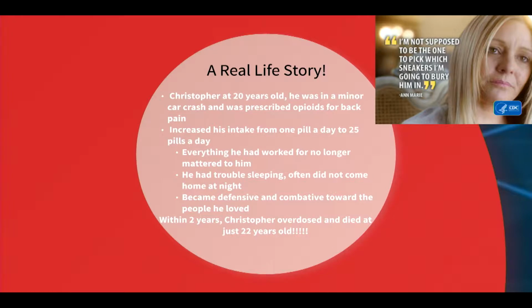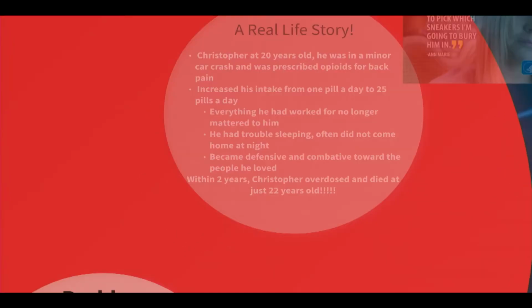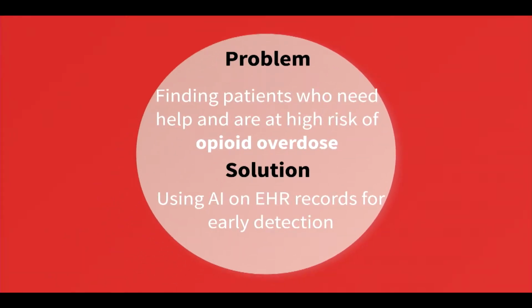This is a real-life story. Christopher, 20 years old, a student, had a minor car accident and was prescribed opioids. He started with one pill a day and increased that amount to 20 pills a day. His behavior changed, and unfortunately after two years, he passed away. This is a problem that people are struggling with every day.